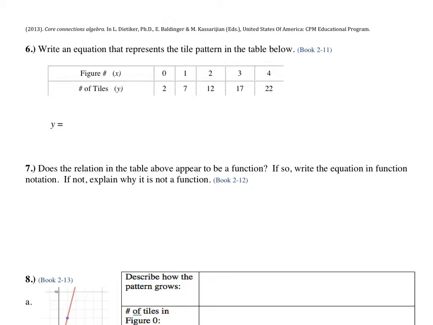In example 6, we are going to write an equation that represents the tile pattern in the table below. So we are given figure 0, 1, 2, 3, and 4, and we are given the number of tiles. So we're first going to identify what is our growth factor. So how are we going from 2 to 7, 7 to 12, 12 to 17, and 17 to 22? And it turns out that all of them are going to be added by 5. So we know that the growth factor is 5, so we're going to have 5x, and we can identify the starting value because that's when x is 0, so that's going to be plus 2. So our equation is y equals 5x plus 2.